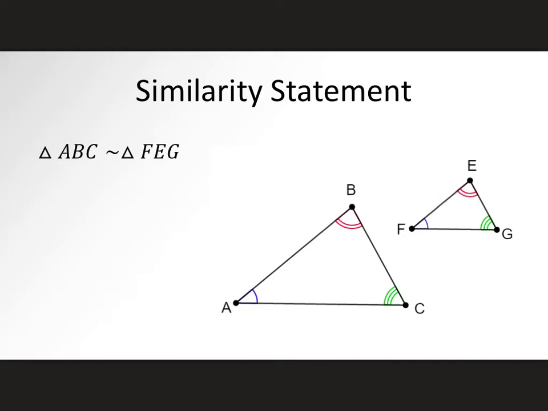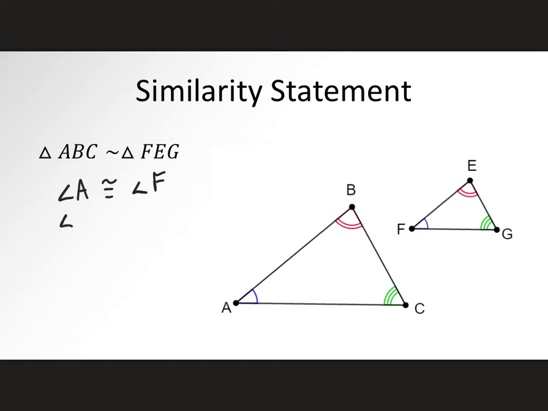Remember, in order for polygons to be similar to each other, the corresponding angles must be congruent to each other. The similarity statement will indicate which angles are congruent to each other just by their order. Since angle A is mentioned first in triangle ABC, and angle F is mentioned first in triangle FEG, we know that those two angles correspond with each other. And we also know, since they are similar, that those two angles are congruent to each other.